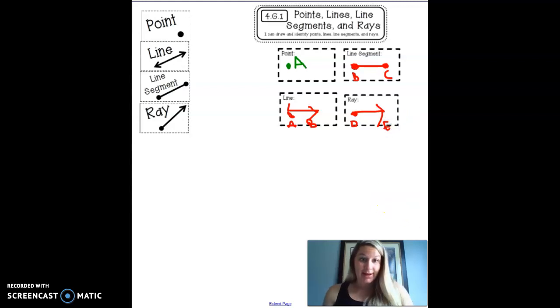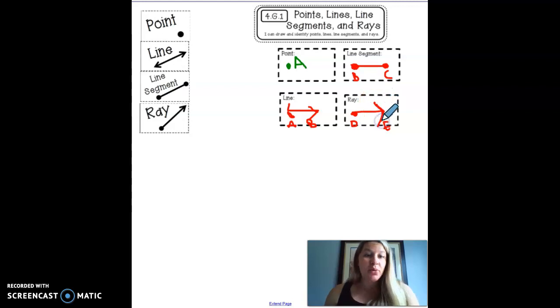So one hand is going to be like this in an arrow shape, how we did our line, and one hand will be like this for our point. Arms out straight, that is a ray. A ray can go in the direction that the arrow is pointing, okay?